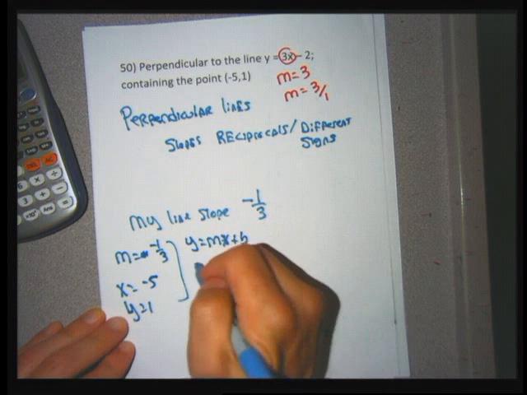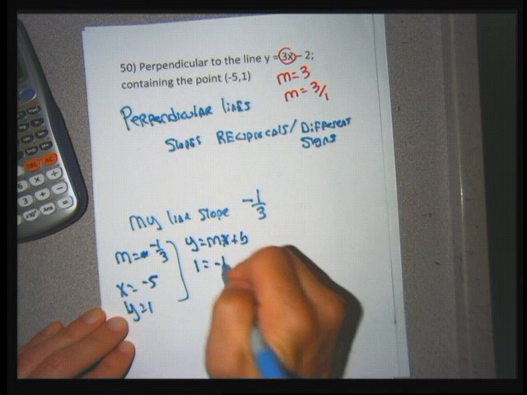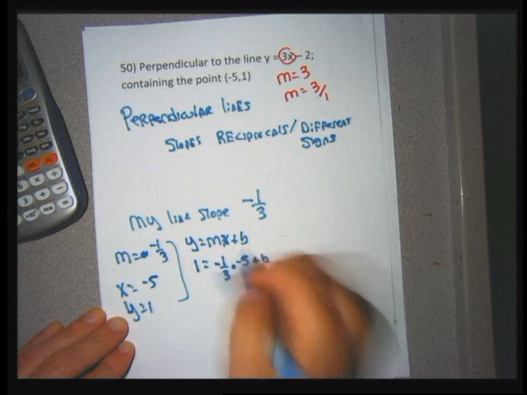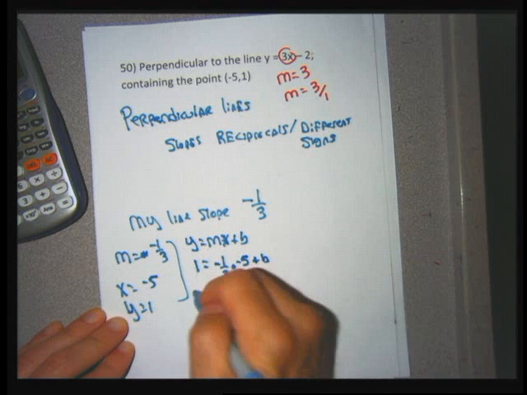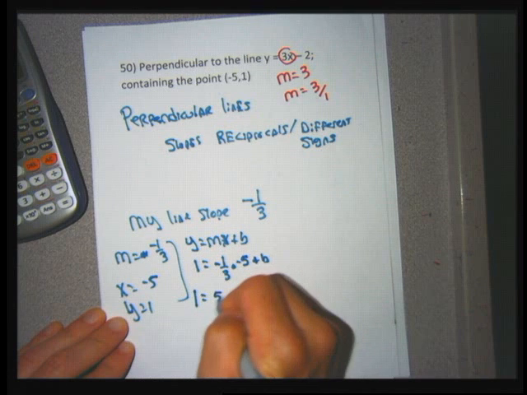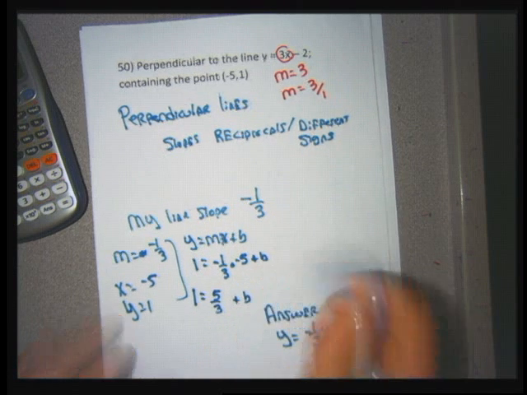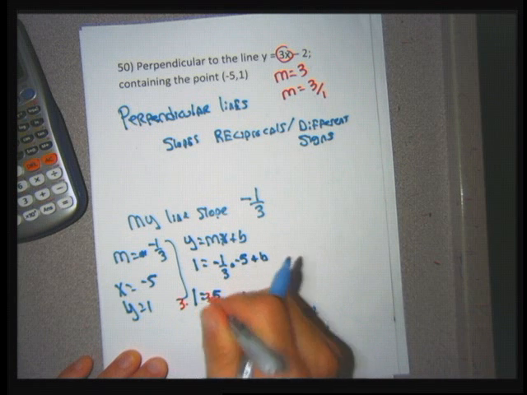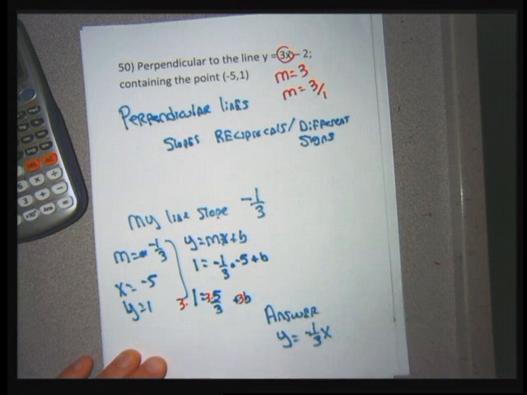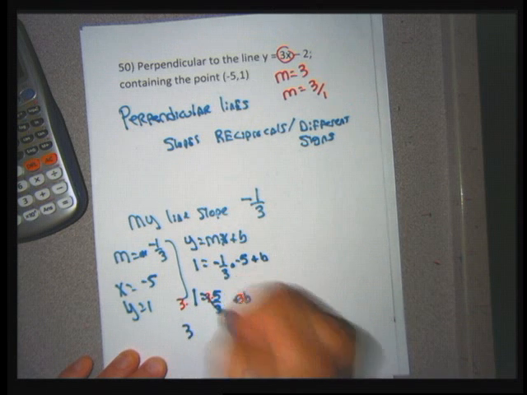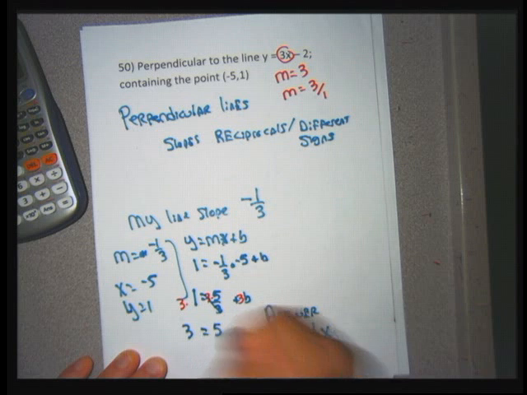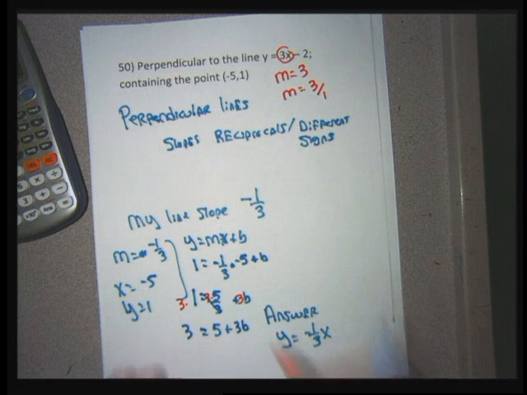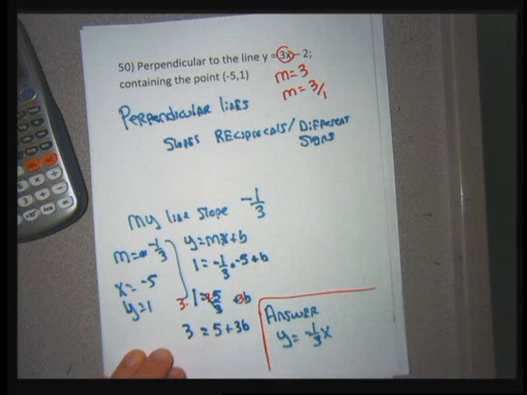So I'm going to go y, which is 1, equals m, which is -1/3, times x, which is -5, plus b. On the right side, I do the multiplication. I multiply the -1/3 and the -5 and get 5/3. So I'll get 1 equals 5/3 plus b. I'm going to clear the fractions by multiplying by 3. I'm going to go 3 times 1, 3 times 5/3, and 3 times b. 3 times 1 is 3. 3 times 5/3 cancels out the 3's, leaves me with a 5. 3 times b is 3b. So I get 3 equals 5 plus 3b.